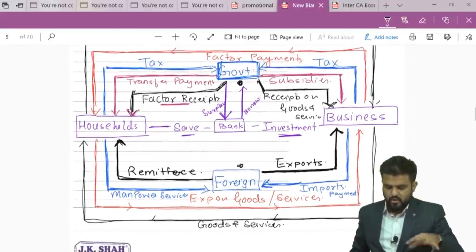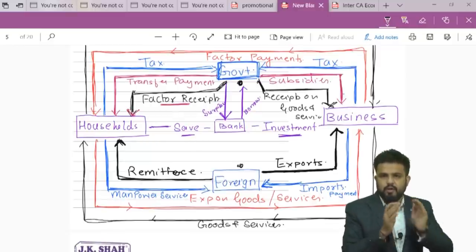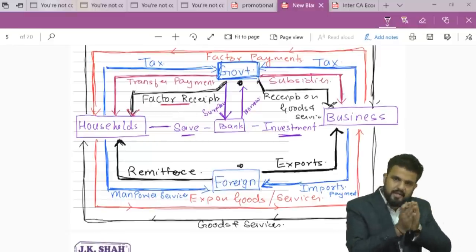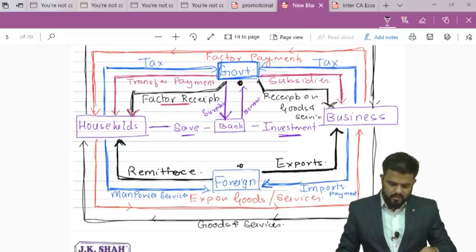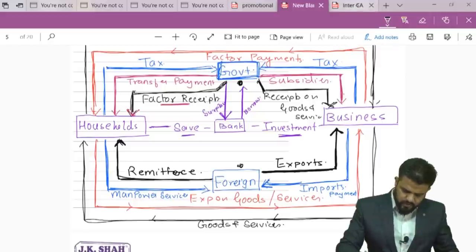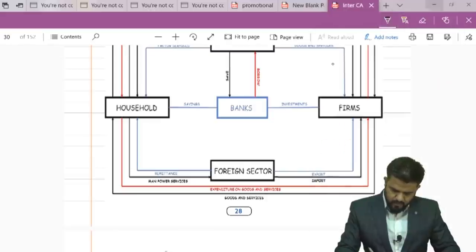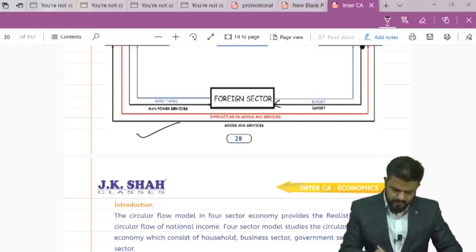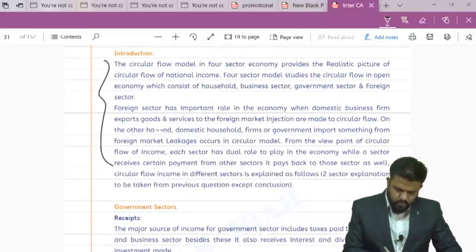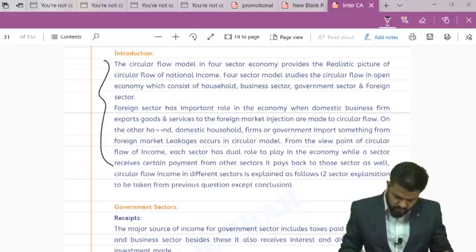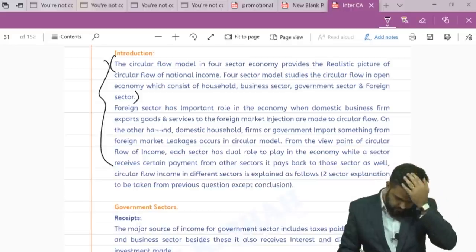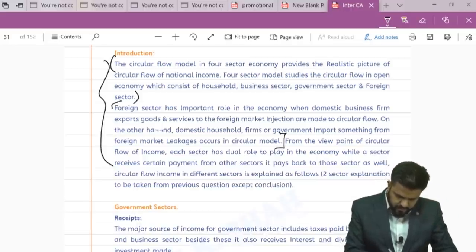So students, this is your four sector circular flow, which includes your two sector, three sector, as well as four sector. So this was your four sector question. See, the same diagram is given here. You can have a look. The arrow should be here, just a small correction. Rest everything is fine. Introduction is given, no need to write such a big introduction. You can make it a little short. This much you can write, and this much you can write.